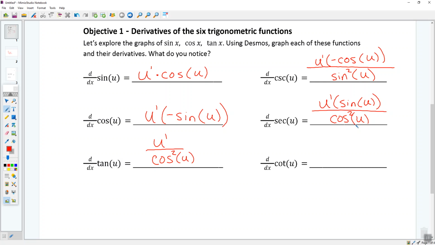And then your cotangent one, my friends, is going to be u prime over negative sine squared of u.